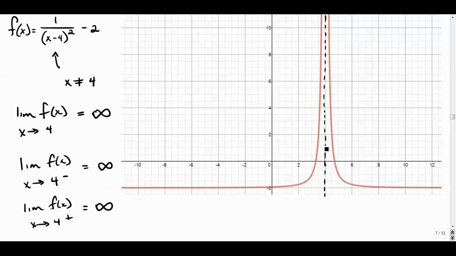So even though there's an asymptote there, the function never actually touches 4. It doesn't matter. As x approaches 4, the y values approach infinity. In other words, this is going to go up like this forever and ever, and as the x's approach 4, the y's approach infinity.